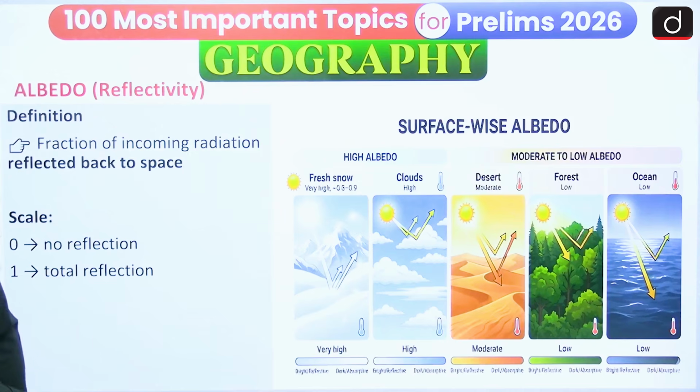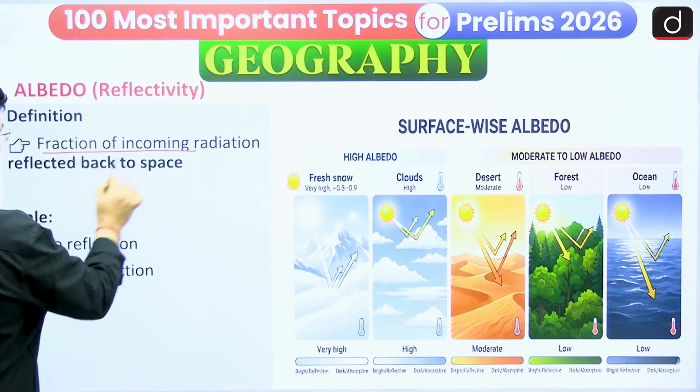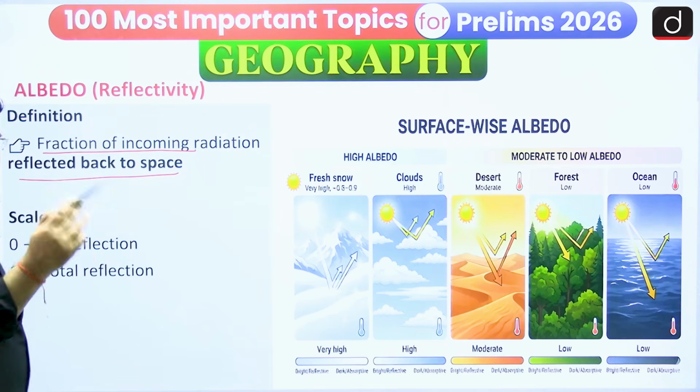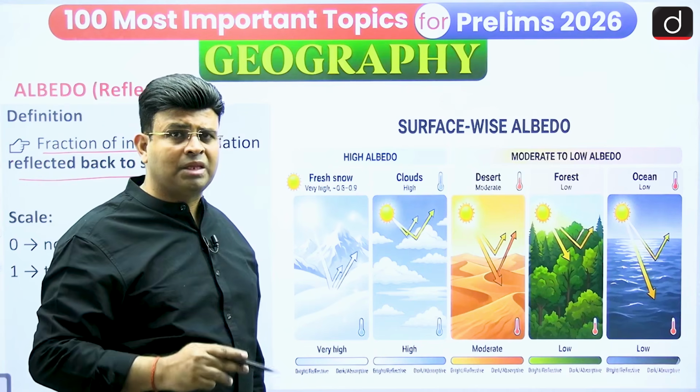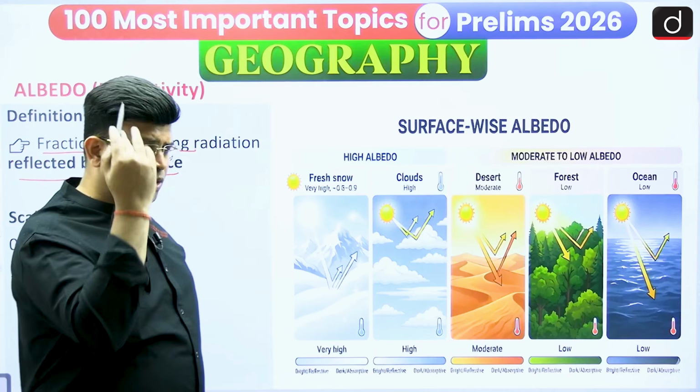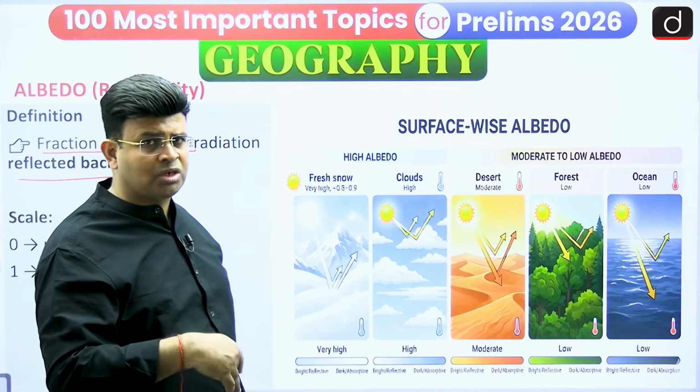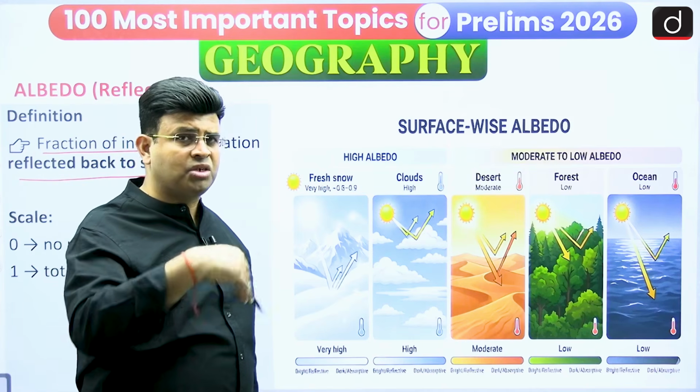Now next, we are talking about albedo. Albedo is the fraction of incoming radiation reflected back to space. Out of 100 units, we have seen that 35 units are reflected back. That is known as the albedo of the Earth. Of the sun's rays coming in, how much is reflected back.